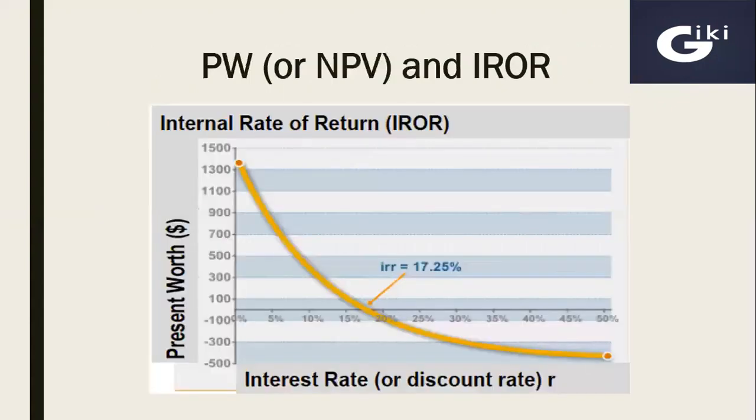Then we discussed the relationship between present worth and internal rate of return, discount rate, or interest rate. There is an inverse relationship between present worth and rate of interest or rate of return. If rate of return or rate of interest increases, the present worth decreases, and if interest rate decreases, present worth increases. And when the rate of interest is 17.25%, the present worth is equal to zero. So this rate is known as rate of return or internal rate of return.